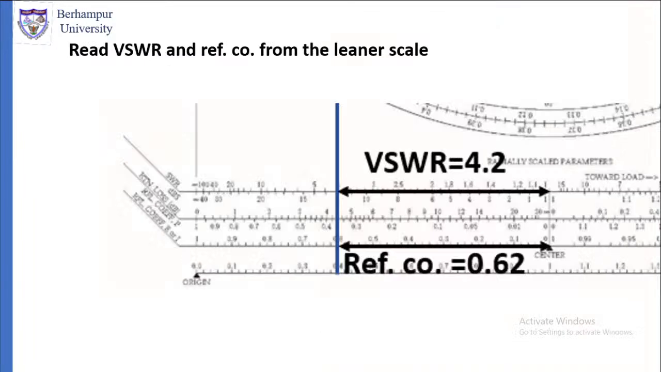Next slide. Here on the scale where it meets, look at the SWR scale and look at the reflection coefficient scale. There you can read the values. We have shown you how to read these values. VSWR will be 4.2, reflection coefficient will be 0.62.